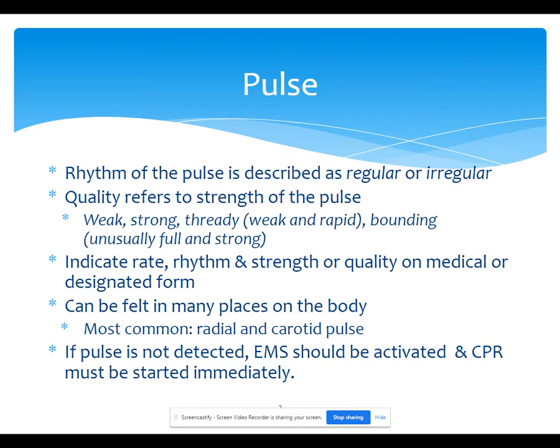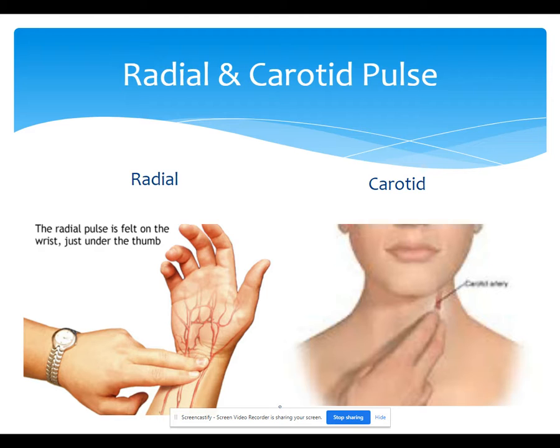It can be felt in many places, but the most common are the radial pulse and the carotid pulse. If a pulse is not detected, that's when CPR, cardiopulmonary resuscitation, comes into play. When you feel for the radial pulse, you're going to look for the artery at the base of the thumb using 2 fingers. One way to do it is just like the picture shows.